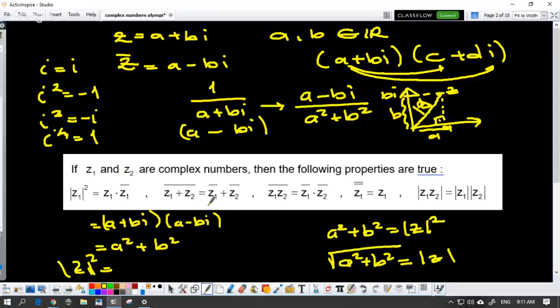Here the property of addition and subtraction. This is the same for the subtraction also. z1 plus z2 conjugate is equal to z1 conjugate plus z2 conjugate.